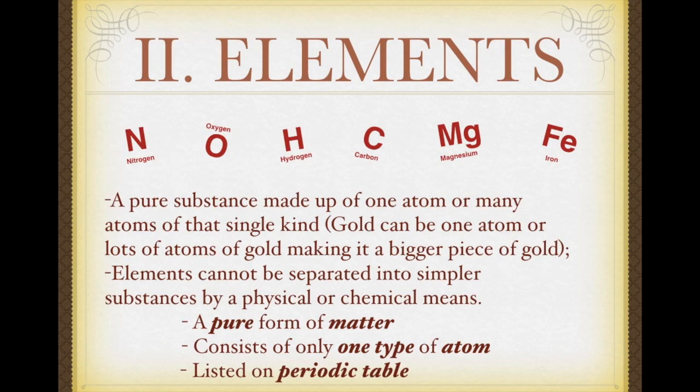Elements. Elements are pure substances that are made up of one atom, as we just said, or many atoms, but it's still that single element. So gold can be one atom, or you can have thousands of atoms of gold making a large chunk of gold. Okay, so an element is pure. It's just a single atom, okay, or many of that single atom. It consists of only one type of atom is what I'm trying to say. And elements are listed on the periodic table.